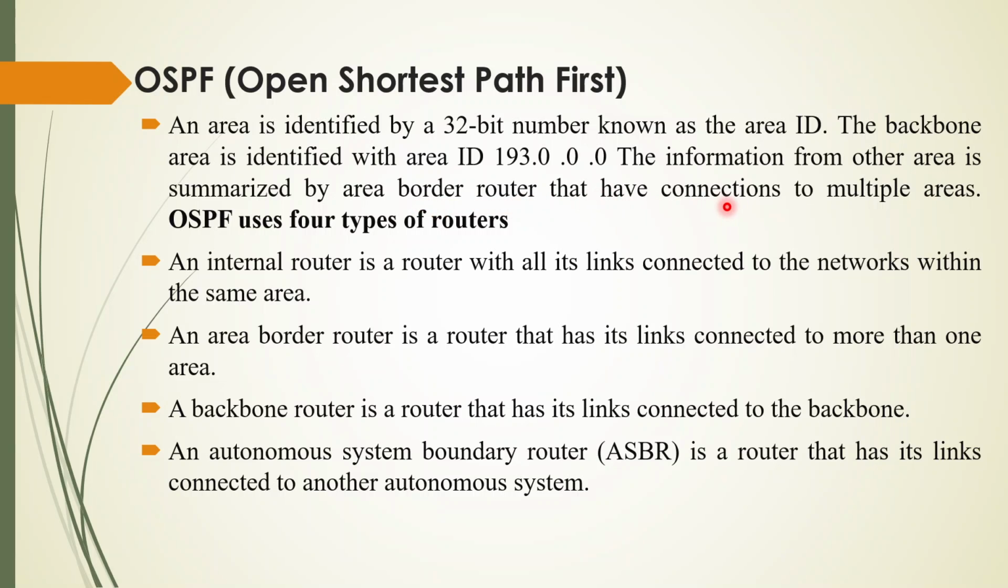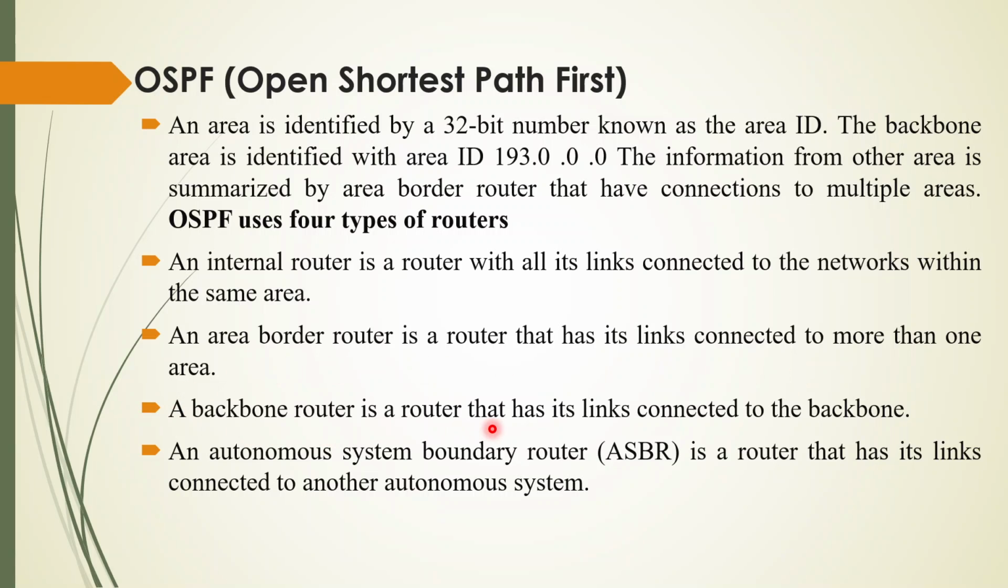The information from other areas is summarized via an area border router that has connections to multiple areas. OSPF uses four types of routers. An internal router is a router with all its links connected to networks within the same area, so the area must be the same. An area border router is a router that has its links connected to more than one area. So in an internal router we have the same area, and second, we have a border router in which we have more than one area, so links are connected between more than one area.